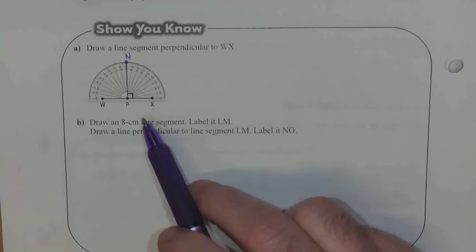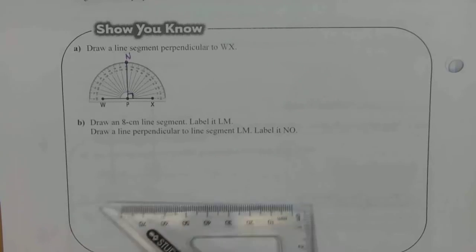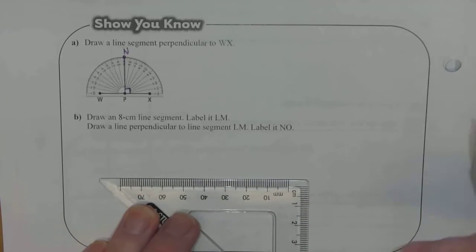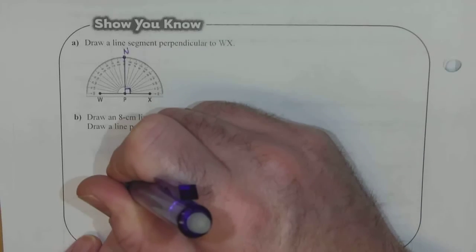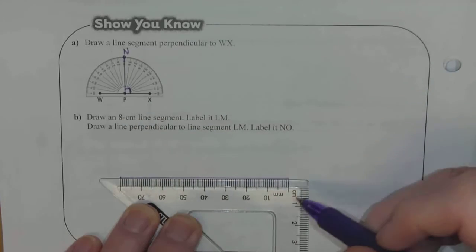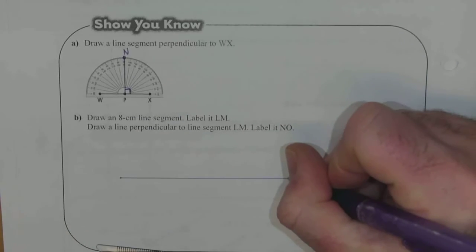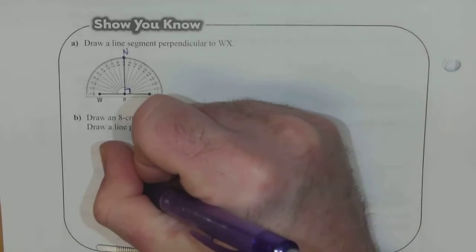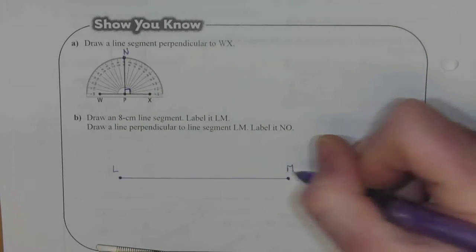So, part B, draw an 8-centimeter line segment. Label it LM. So, draw an 8-centimeter segment. That's 80 millimeters, which is the same as 8 centimeters. Label the endpoints, and we're going to call it LM.